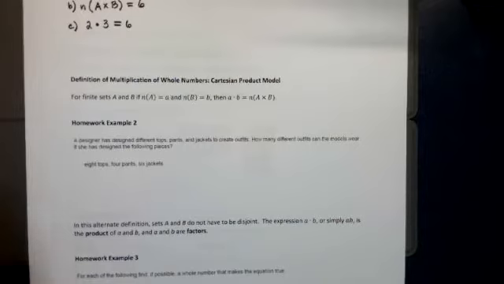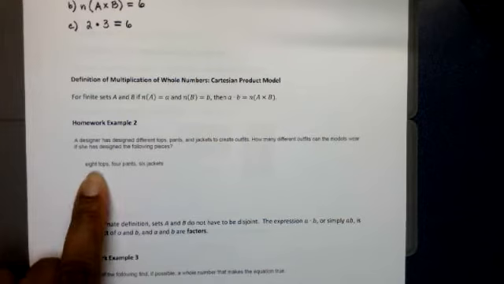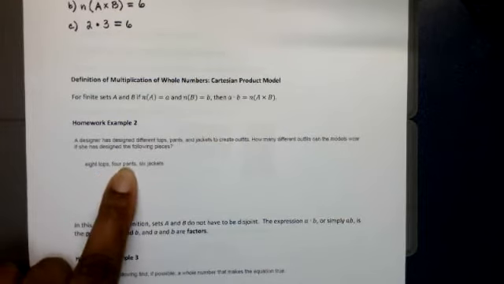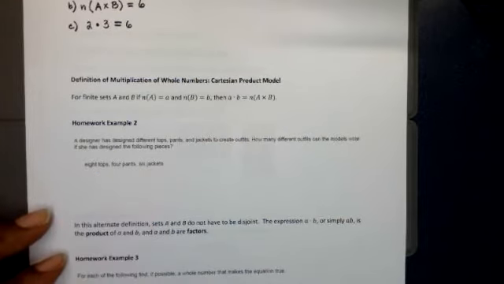Okay. Now in homework example number 2, it would be best to use what they call the fundamental counting principle or the fundamental multiplication principle. Like in this case, a designer has designed different tops, pants, and jackets to create outfits. How many different outfits can the models wear if she has designed the following pieces? And that is 8 tops, 4 pants, 6 jackets.